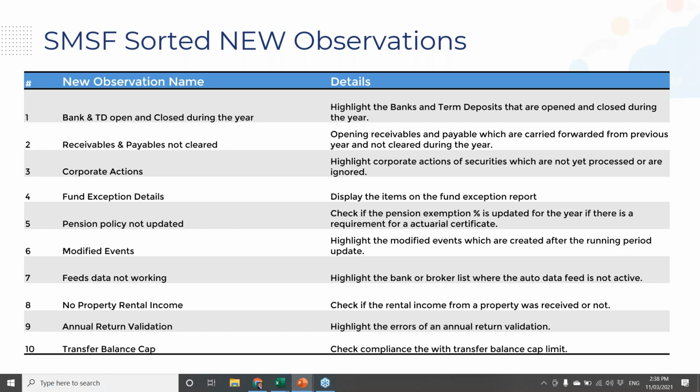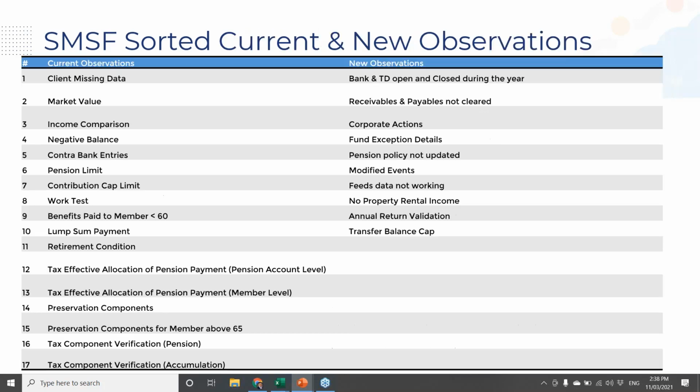Okay, so 27 checks that you can be confident we are doing on every fund in a standardized way that you may be doing at the moment. So this is what the list looks like in its entirety. So current observations on the left here, and the new observations there on the right. Okay. So that really is what I wanted to show you in the software, and then as a list, obviously here.